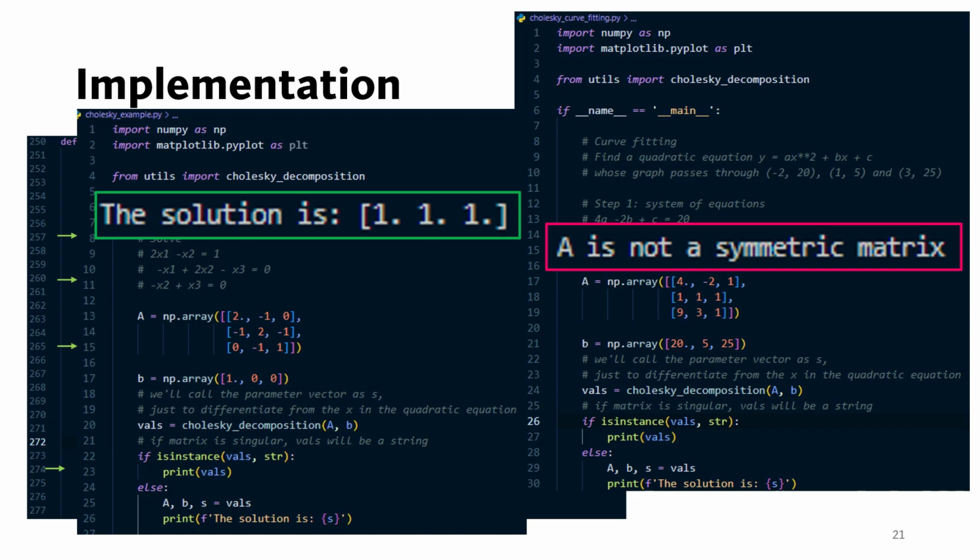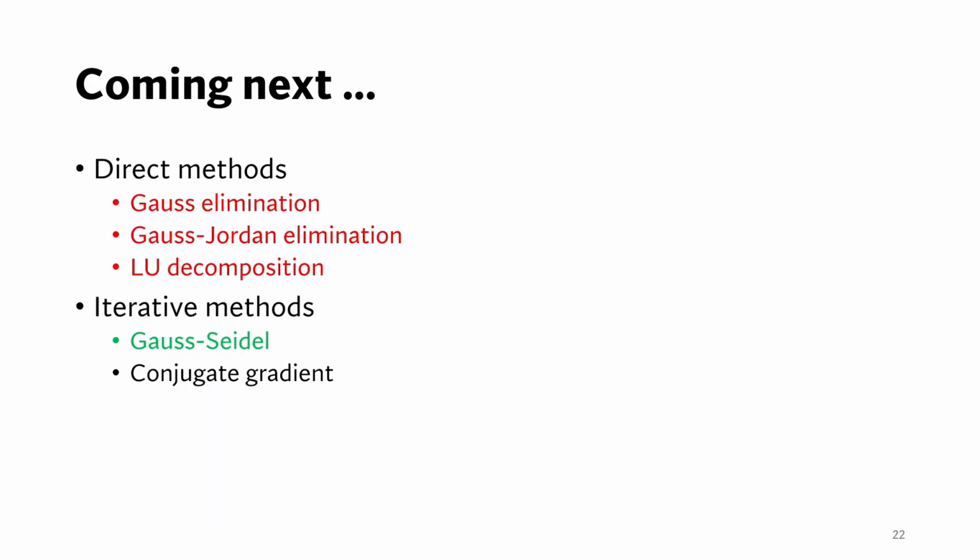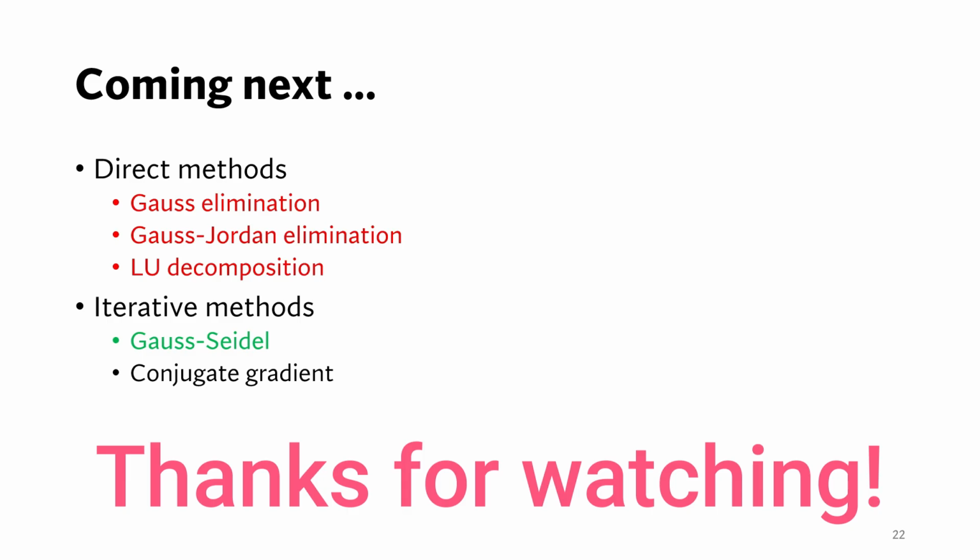which we can verify by placing these values into the equations and checking whether the right hand side equals the left hand side. In the next video, we will discuss the Gauss-Seidel method from the iterative methods class.